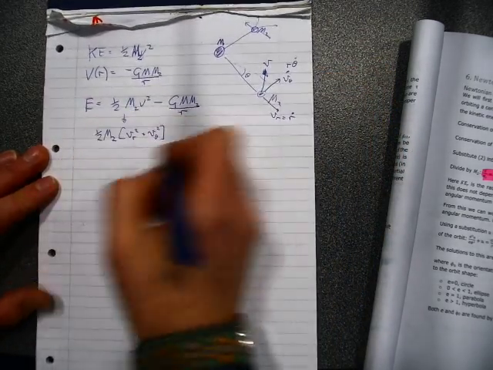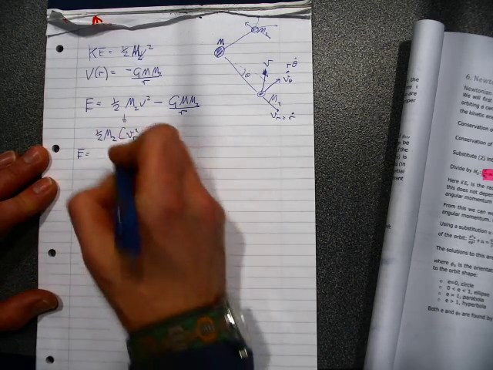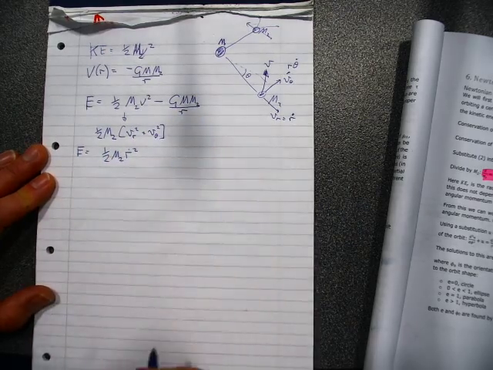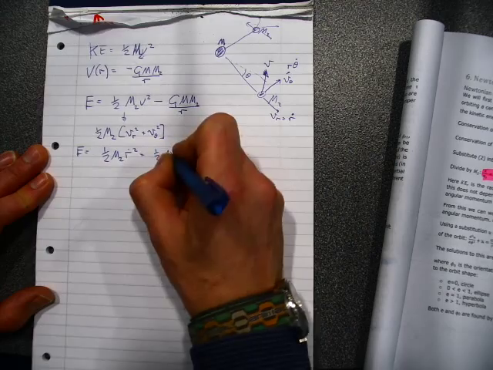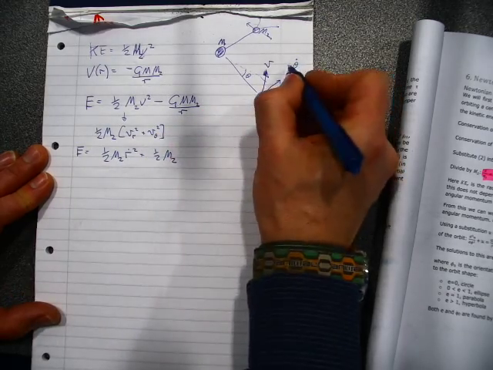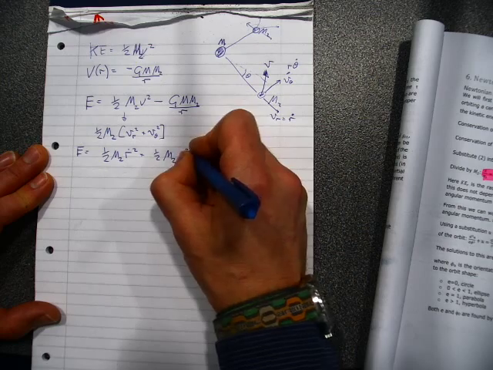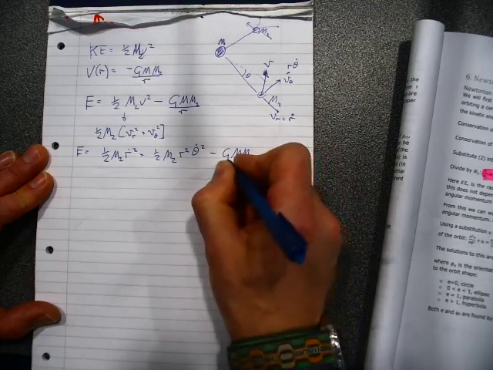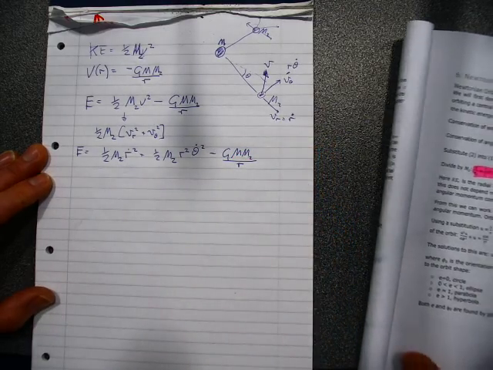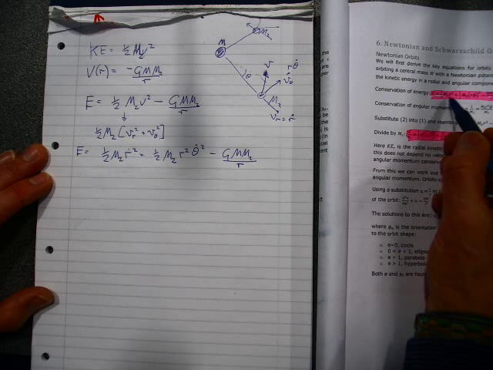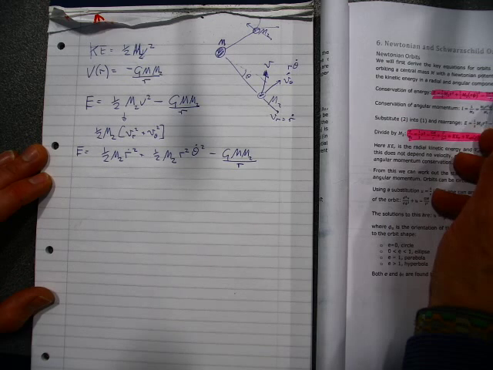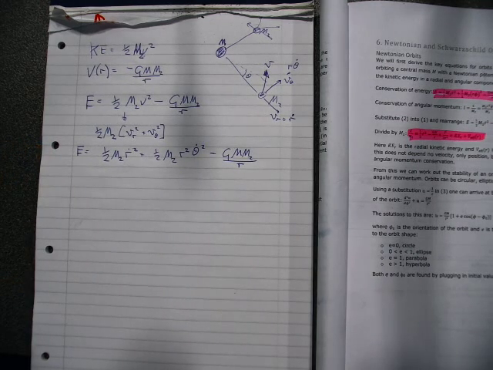If we combine all that together, the total energy is a half m2 r dot squared plus a half m2 r squared theta dot squared minus G M m2 divided by r, which I think is equation 1 in my notes. Hopefully that's all alright so far. Yes sir? A diagram. Oh yes, the diagram, yeah.